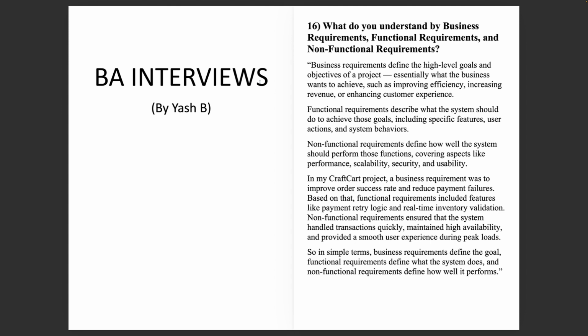So in my CraftCart project also, if you can see, a business requirement was to improve order success rate, right? And reduce payment failures. Based on that, functional requirements include features like payment retry logic and real-time inventory validation. Because of payment retry logic and real-time inventory validation, the business requirement to improve order success rate and reduce payment failure was possible, right? And the non-functional requirement ensured the system handled transactions quickly, maintained high availability and provided a smooth user experience during peak loads.